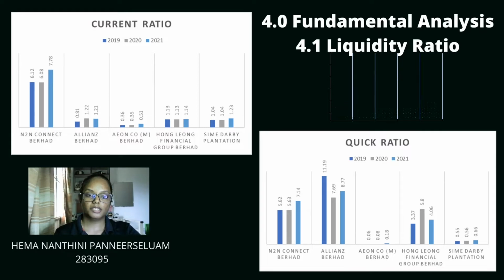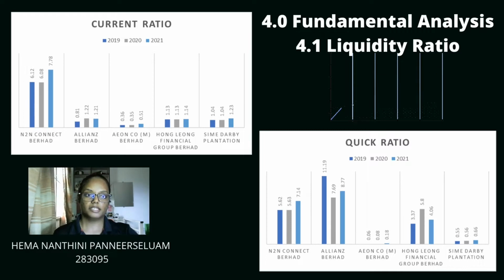I will be explaining about number 4, fundamental analysis, and there are 5 kinds of ratios under this. First up is liquidity ratio, profitability ratio, leverage ratio, common stock ratio, and lastly activity ratio. Let me explain each one by one with their graphs. Alright, so under liquidity ratio, we have two types of ratio, which are current ratio and quick ratio.